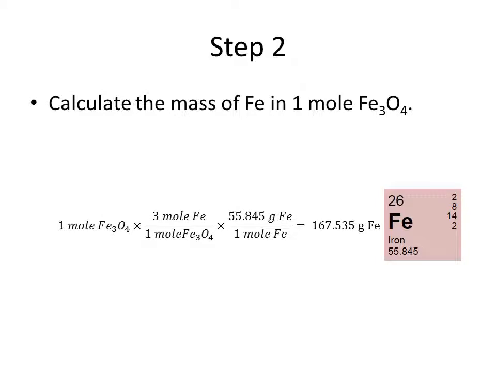We have 1 mole of Fe3O4, and we know we're multiplying by 3 because there are 3 moles of iron per 1 mole of our formula. And then from the periodic table, we know that 55.845 grams of iron is equivalent to 1 mole. And like I said, a lot of students just do the 3 times 55.845 and get the answer, and that's fine. But if you use units, it'll further reinforce unit cancellations that we've seen before in the class.